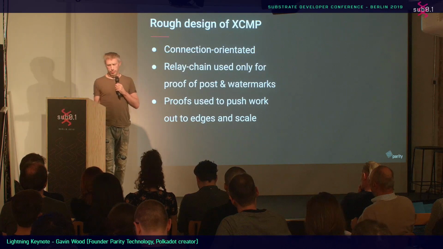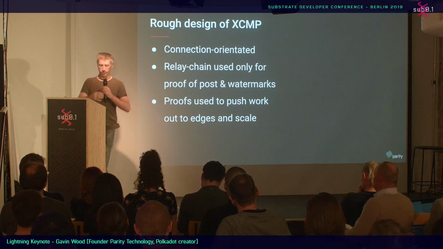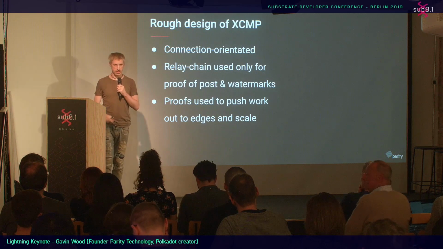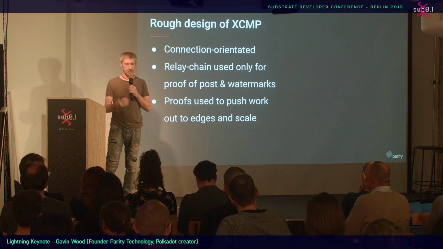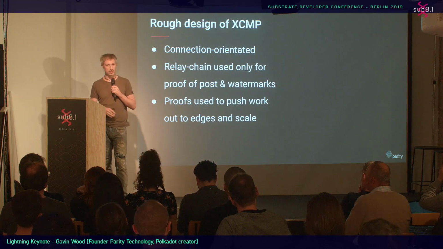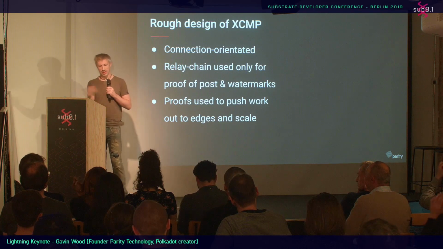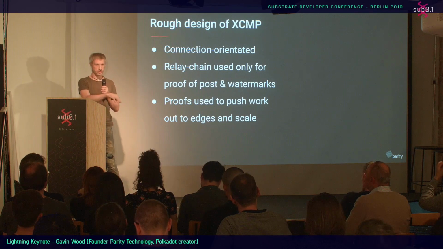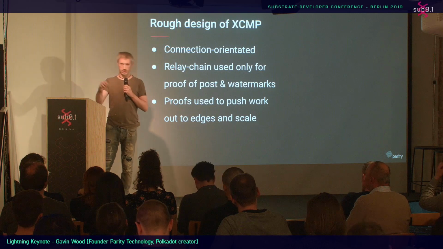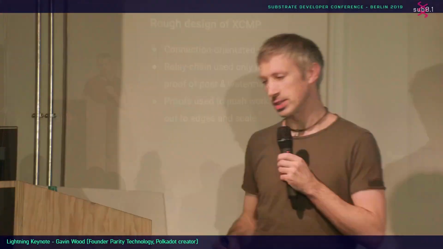And as I said, proofs are used based upon this information that's stored on the relay chain in order to push all the work that needs to be done out to the edges, out to the parachains, and particularly makes collators' lives quite difficult, because they have to go off to various different points in the system, collect lots of information, and create these proofs in order to prove to their own validators, and particularly the relay chain validators, that when they're delivering messages, these messages were indeed sent.